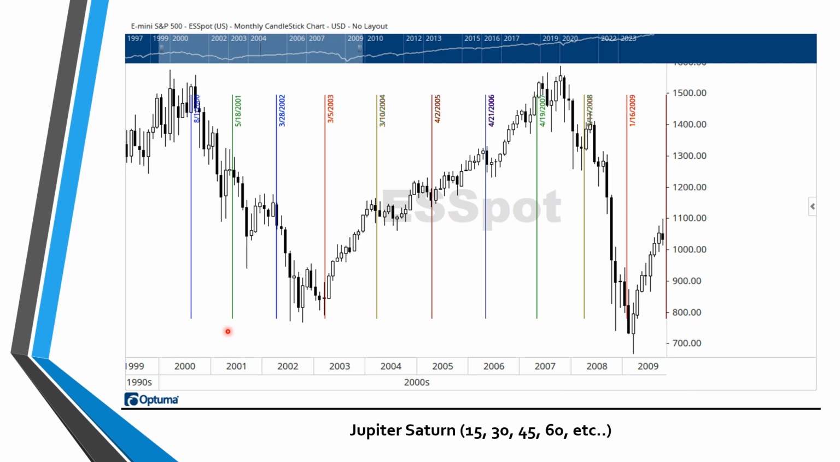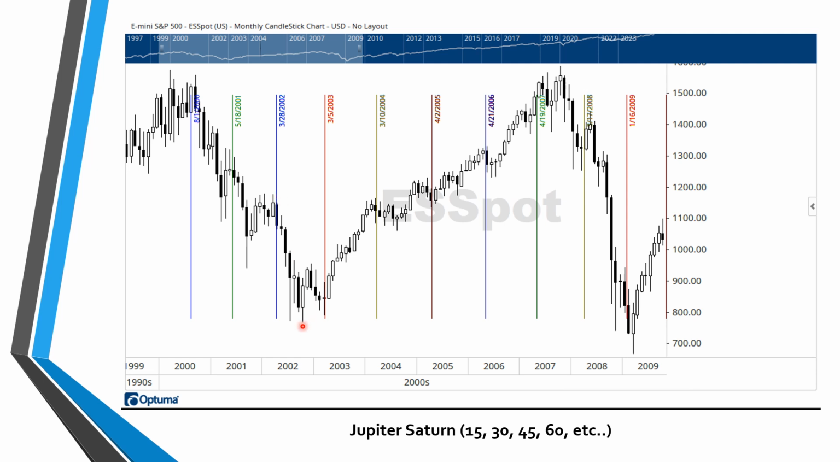Now, I want you to notice something. From the high in the middle of 2000, the market declined. It had a counter-trend rally in 2001, and look where the counter-trend rally failed, right at the 15-degree separation between Jupiter and Saturn. The market declined, had a little rally, counter-trend, and that one failed. Look where it failed, right at the 30-degree separation increment of Jupiter and Saturn.